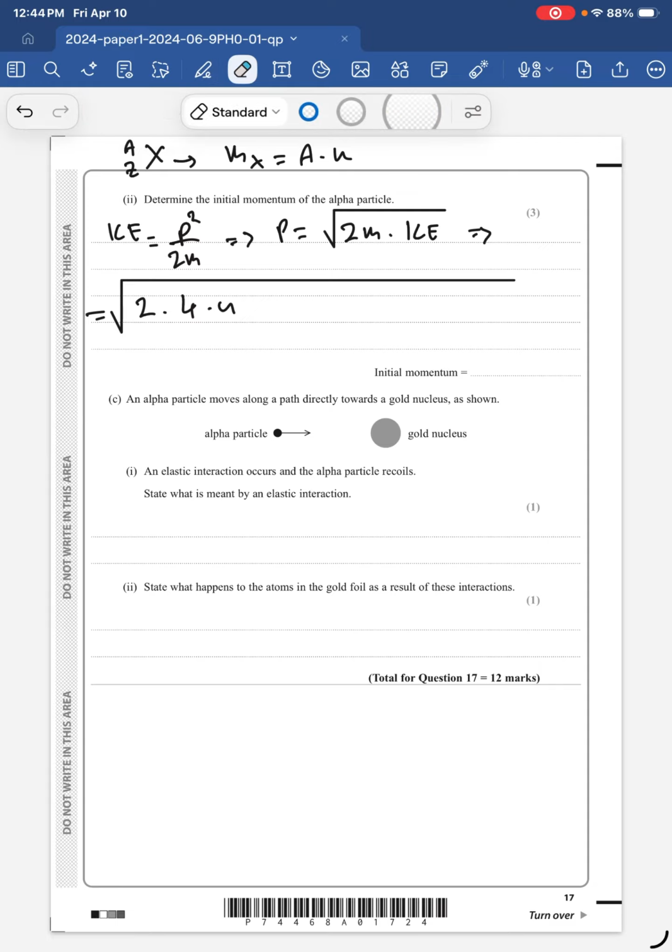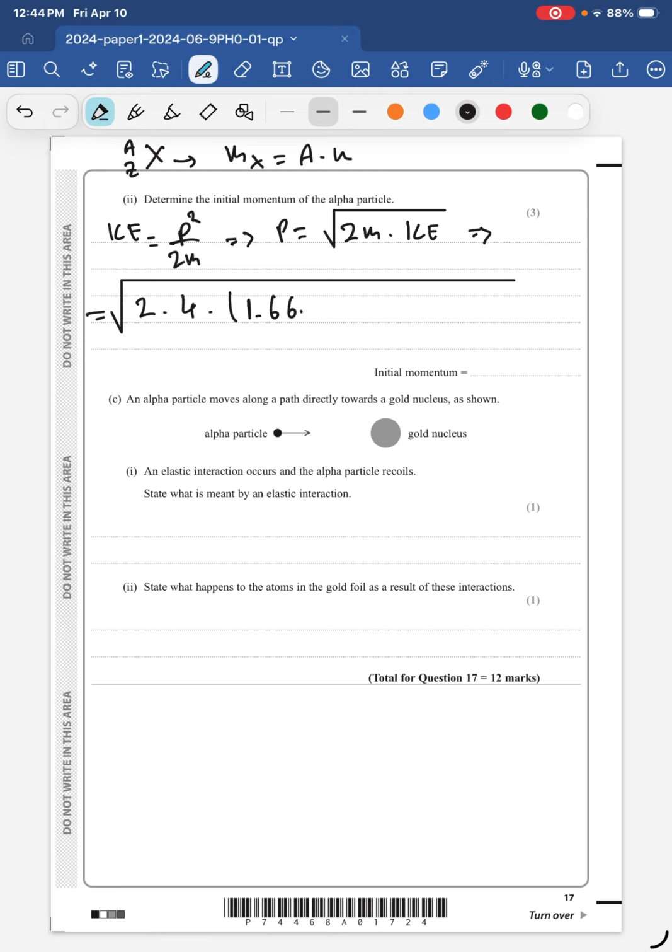I'm going to substitute this U actually. The mass of one atomic mass unit is 1.66 times 10 to the negative 27 kilograms, which you can recognize as very similar to the mass of one proton. I hope things make sense. And then times 7.3 times 10 to the negative 13. And the answer, I'm going to write it down here, is 9.84 times 10 to the negative 20 kilograms times meters times seconds to the minus 1.